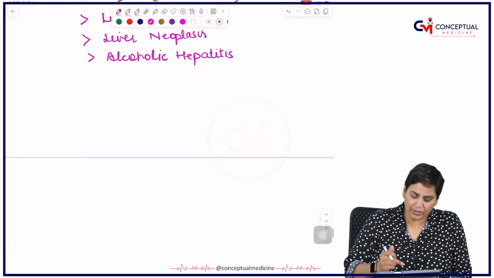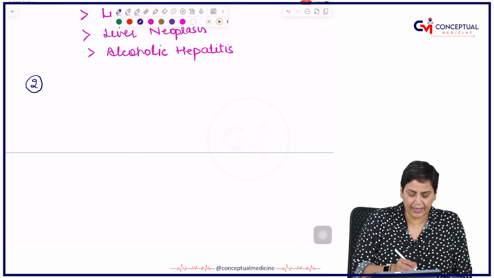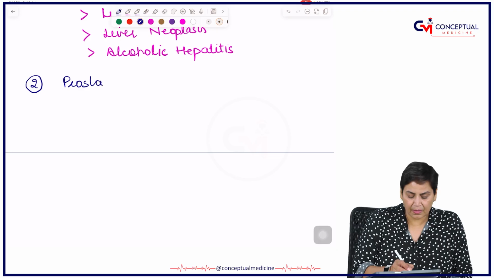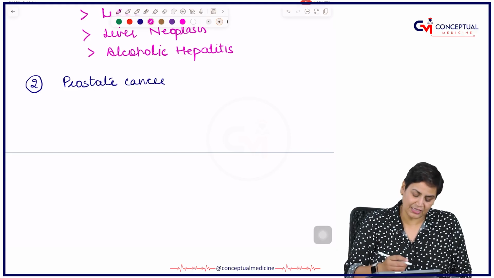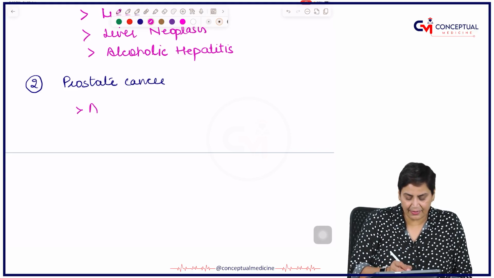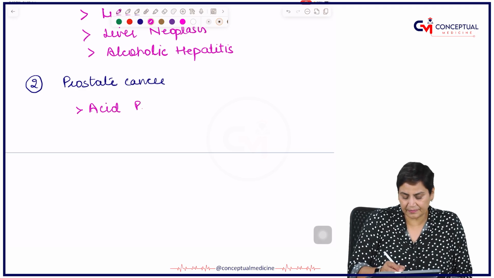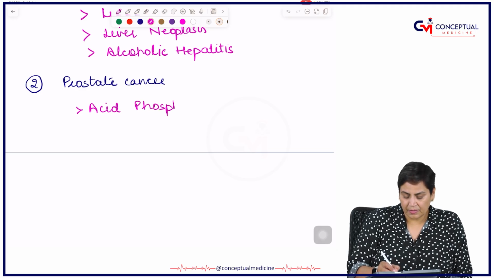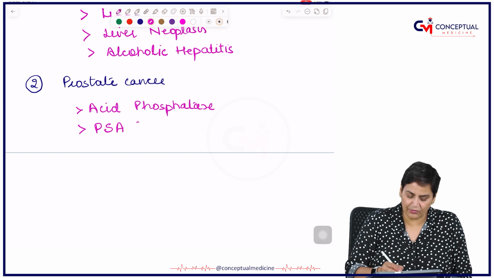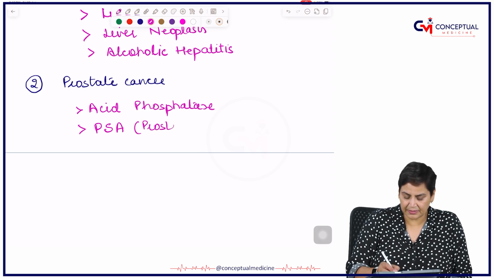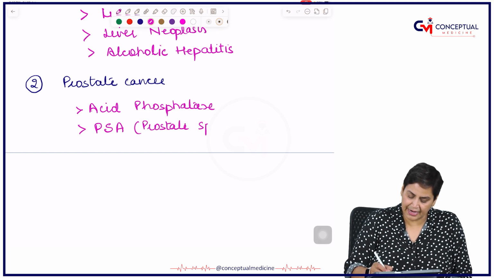Then the second is, if we talk about, say, prostate cancer. In prostate cancer, there are two enzymes which will rise. First of all, the enzyme is acid phosphatase. And the second one is prostate specific antigen, which we all know, PSA, will always rise. Prostate specific antigen.